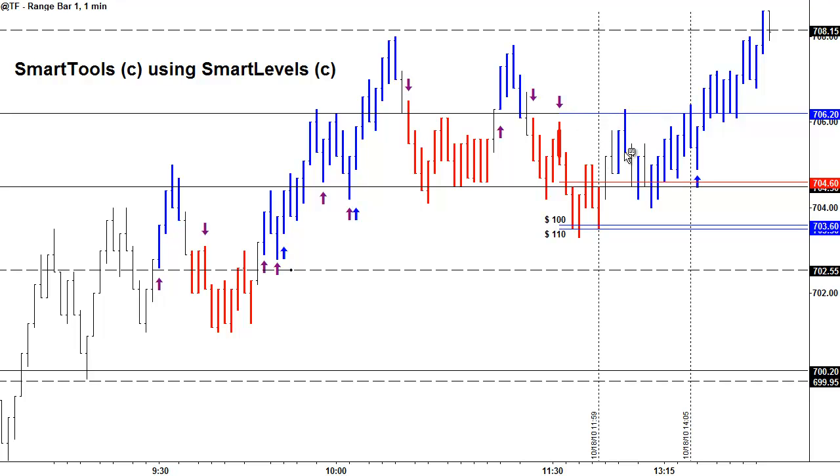Now we've reached the lunch hour. This is a time when volume dries up and things don't happen most of the time. So this is not a trading time that I consider fruitful.